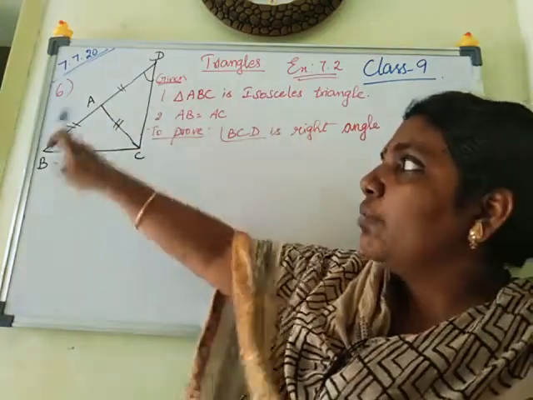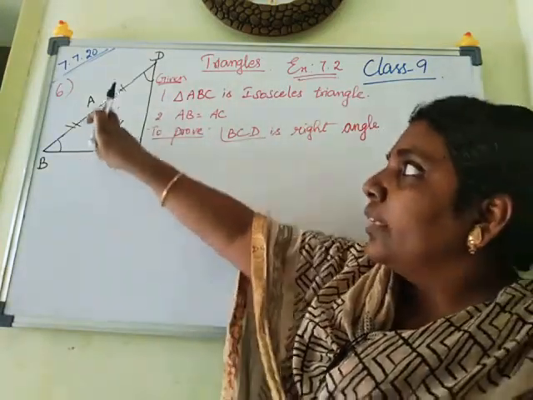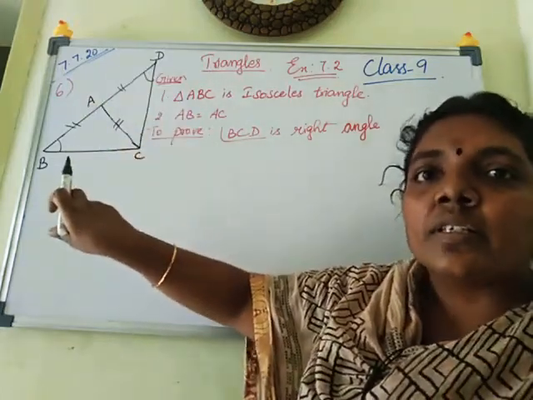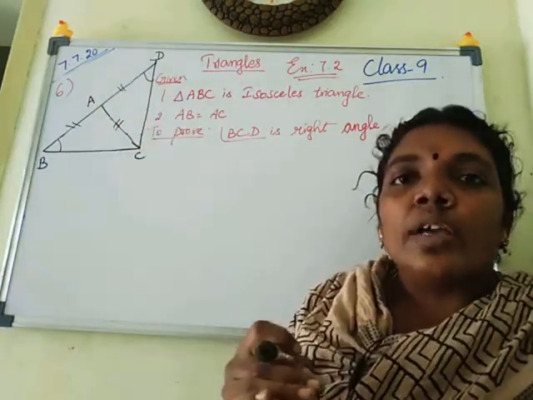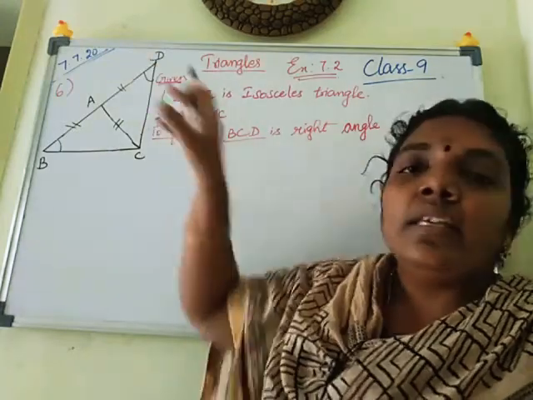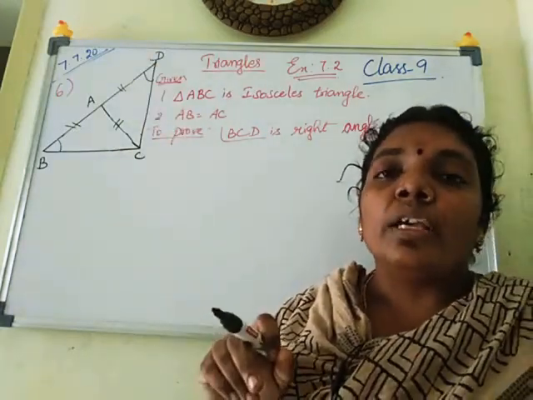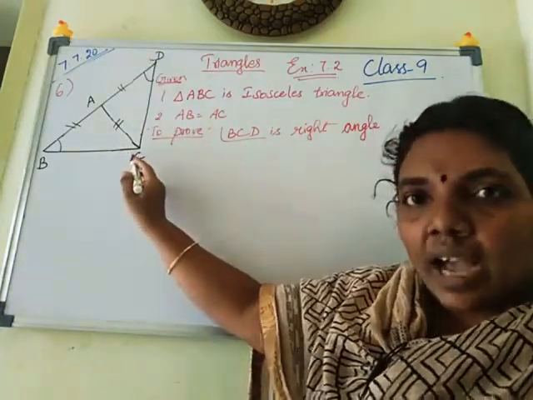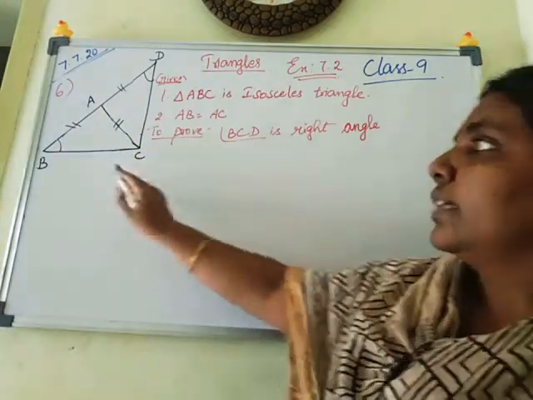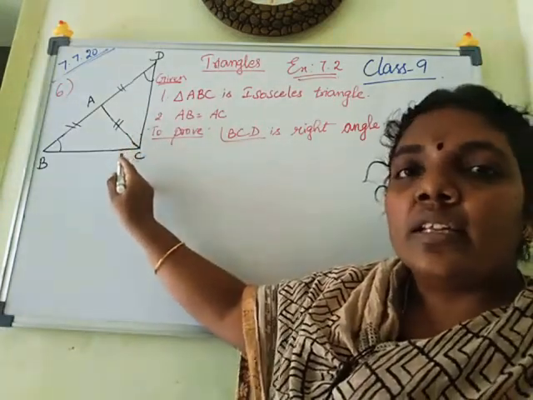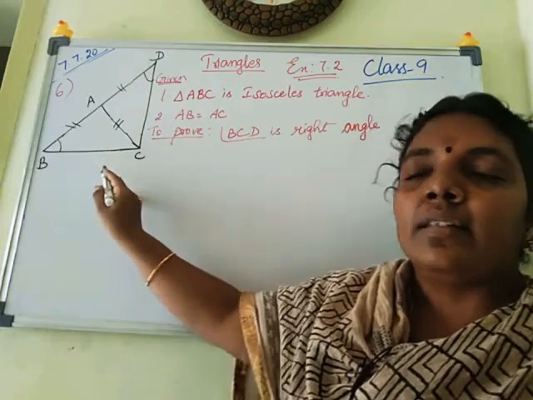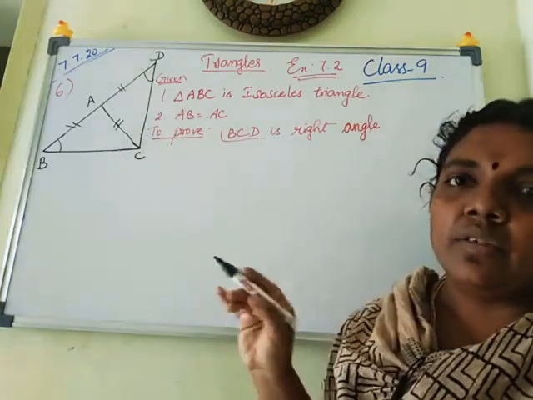First triangle ABC is an isosceles triangle. Then ADC is also an isosceles triangle. The two triangles together formed triangle BCD. We have to prove that BCD is a right angled triangle, that is, angle BCD, that is angle C, is equal to 90 degrees. We have to prove that.